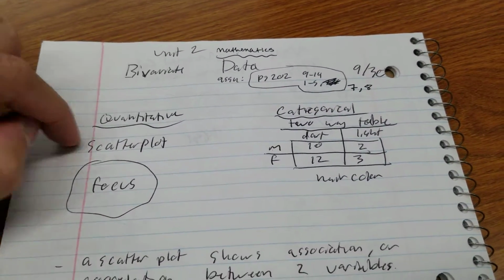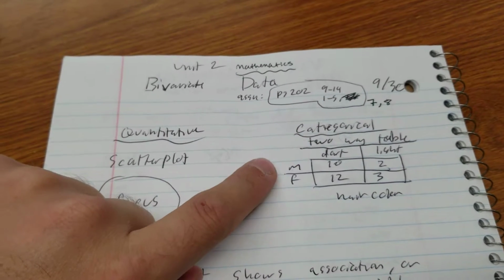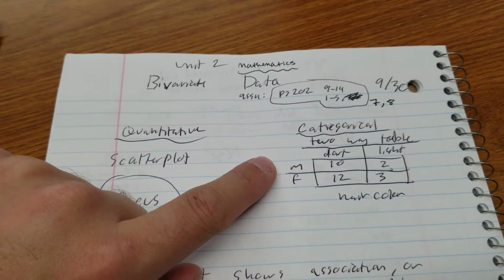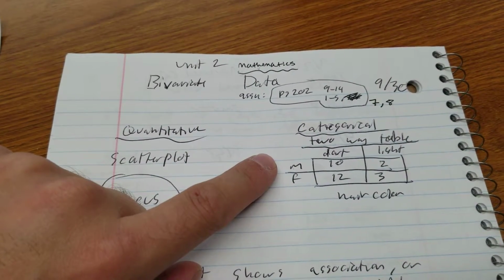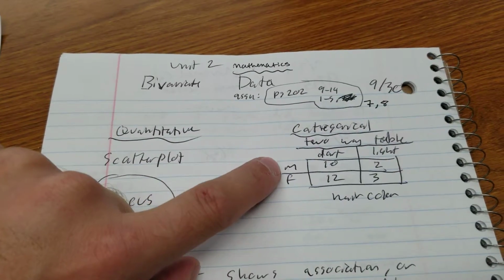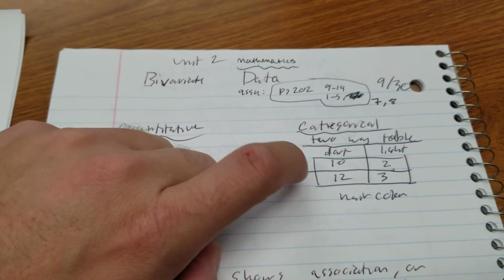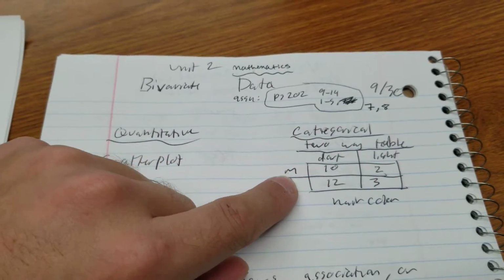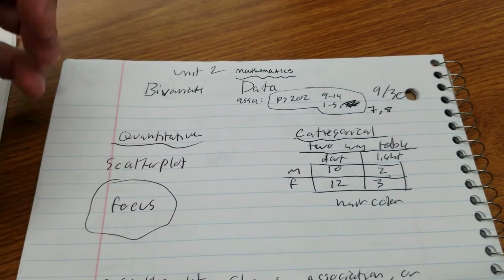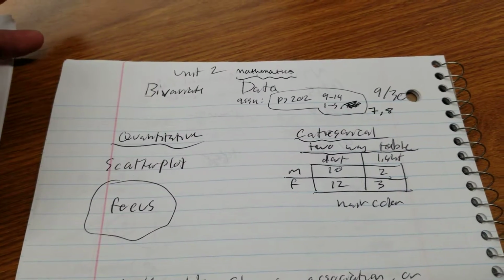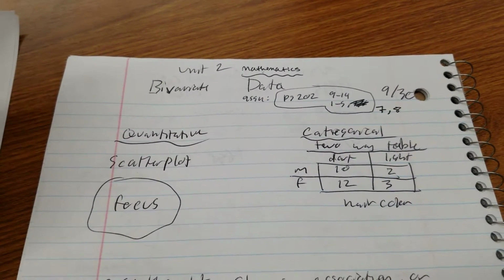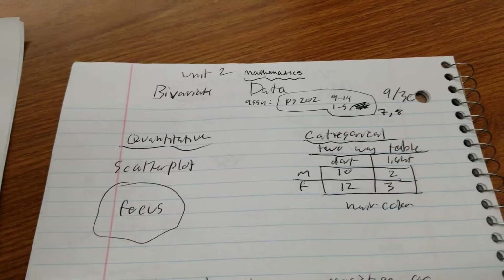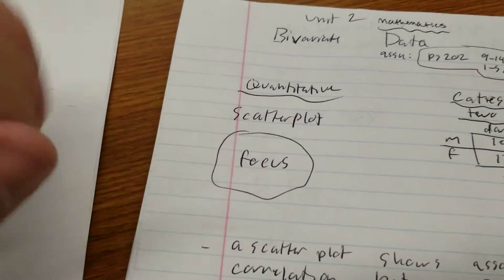There's quantitative and categorical. I'll start with categorical because we won't really talk about it much this unit, but if you have two variables like gender and hair color, you can display it in a two-way table. So like the top left corner is males with dark hair, the top right corner is like males with light hair, etc. You can find a bunch of stuff with them, but we won't do that much. Our focus is on scatterplots.